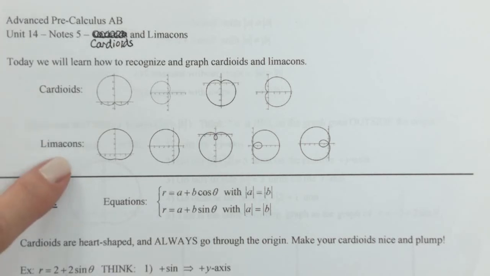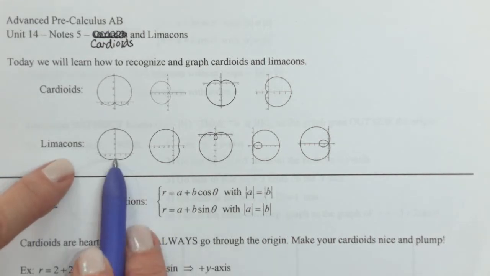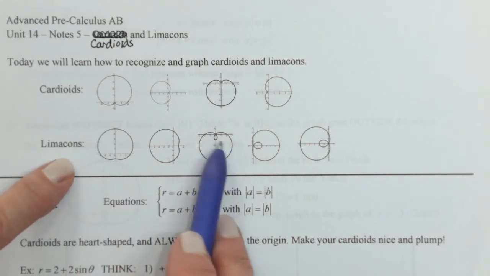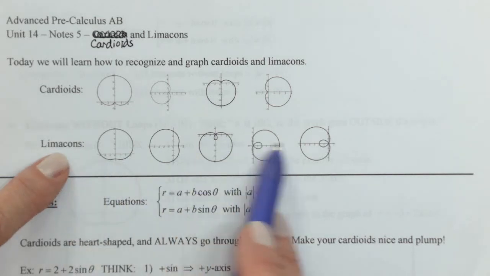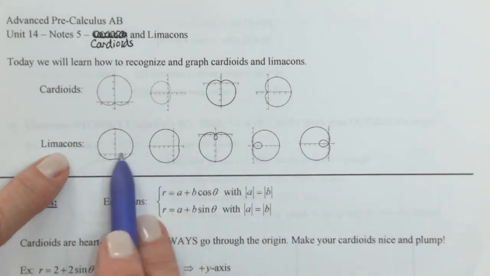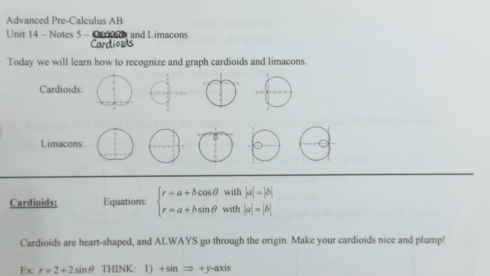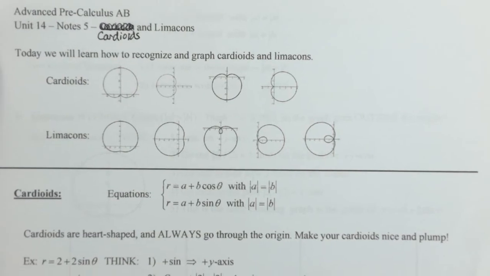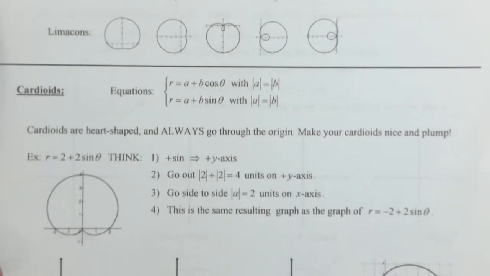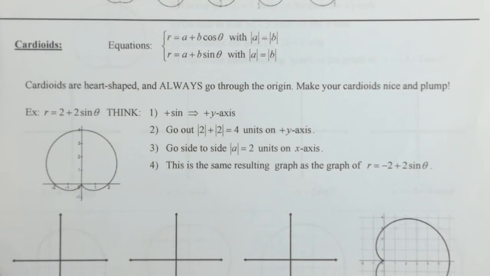A limacon is also a little bit heart-shaped, but there are two types of limacons, those with a little loop and those without a little loop. Okay, so we will learn today how to distinguish between these two in their equations and in their graphs and how to graph them. All right, first of all, cardioids.